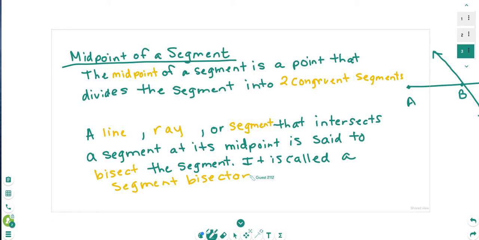So just a reminder, a line is going to have a symbol that looks like that. A ray has an endpoint and then continues on. And a line segment is just going to have your line. So a line, a ray, or a segment that intersects a segment at its midpoint is said to bisect. Remember, bisect, like bicycle, two parts, two equal parts. So it's called a segment bisector.